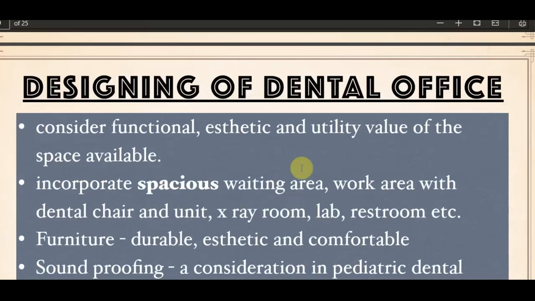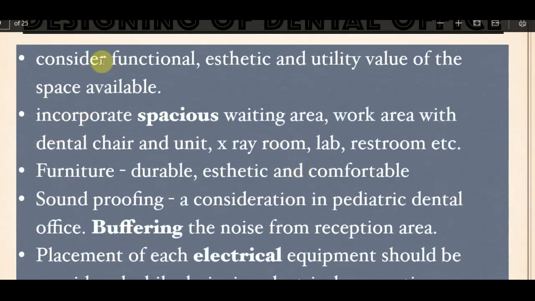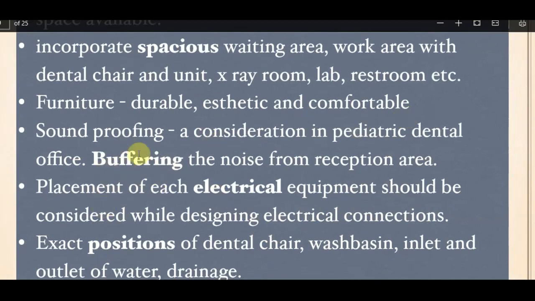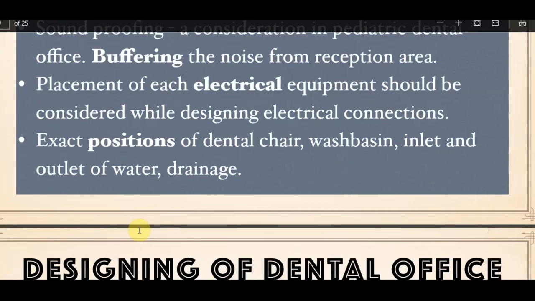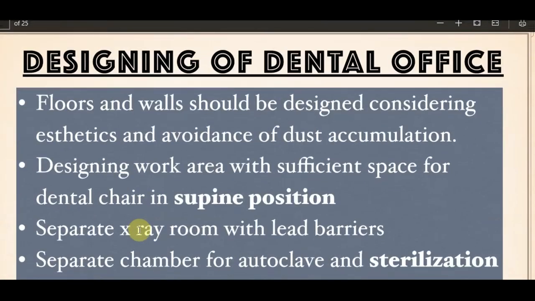So how to design a dental clinic? Always we should think of functional, aesthetic, and utility value. Always incorporate a spacious waiting area, work area and dental chair, x-ray room, lab and restroom. Furniture should be durable and aesthetic. There should always be soundproofing, considering a pediatric dental office, buffering the noise from the reception area, and placement of each electrical equipment should be considered while designing electrical connection. Positioning of the dental chair, wash basin, inlet and outlet of water drainage should be very carefully taken, because once it is set, it is very difficult to alter its positions.